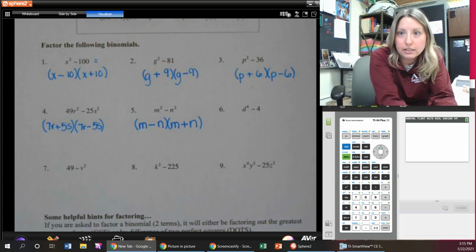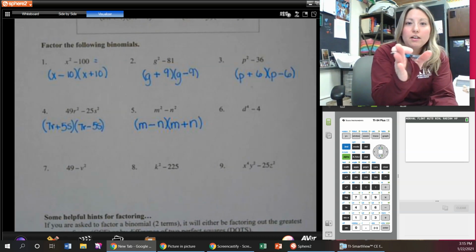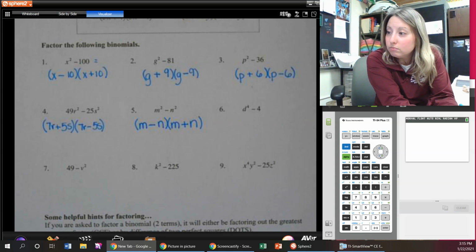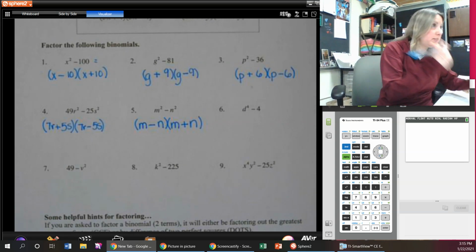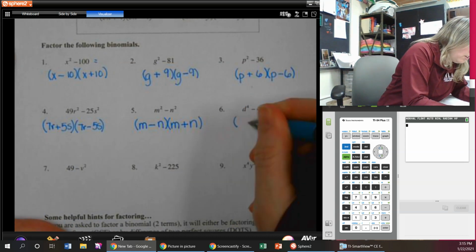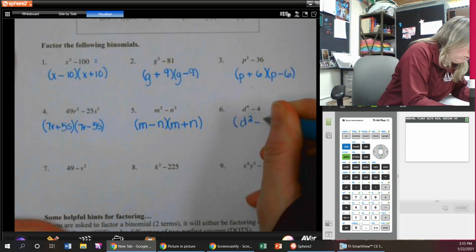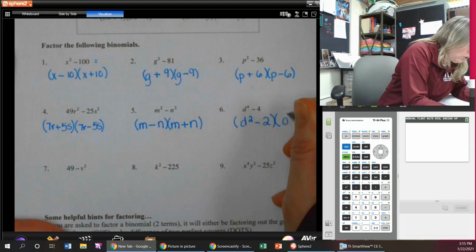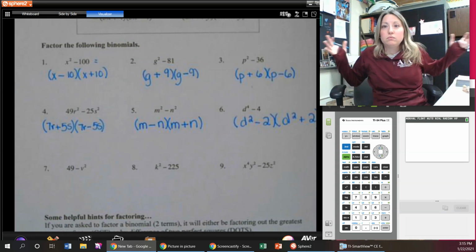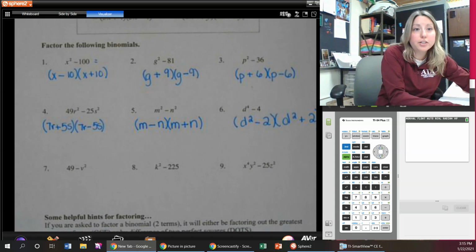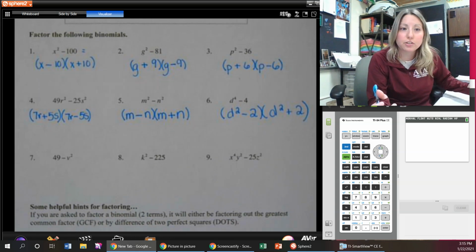You must practice this. D to the fourth is a perfect square. 4 is a perfect square. You're subtracting them, it's dots. So, d squared minus 2, d squared plus 2. There we go. Done. This is it. Every time, as long as you've got dots, this is how it factors.